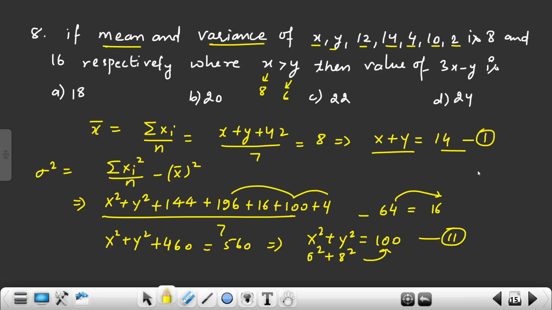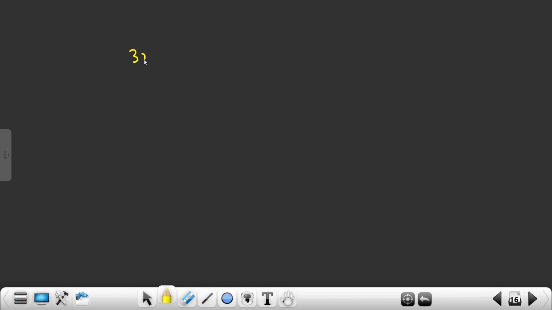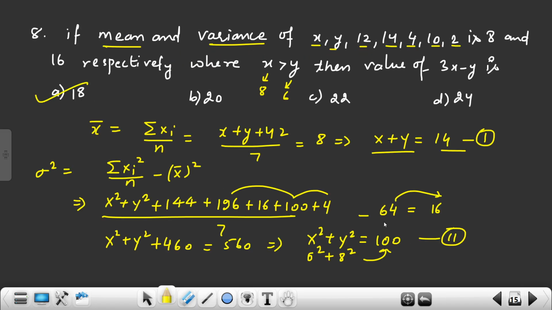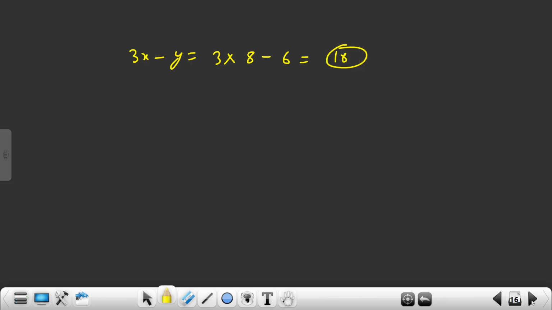So let's put the value here. Very simple, 3x minus y. So 3 times 8 minus 6. So 18. So what is the answer here? 18. Right? Very much easy question for JEE Mains of shift 1. Those who have the morning shift, please, if you are watching this video, share your experience. Let the others know. Help build the community. Okay.